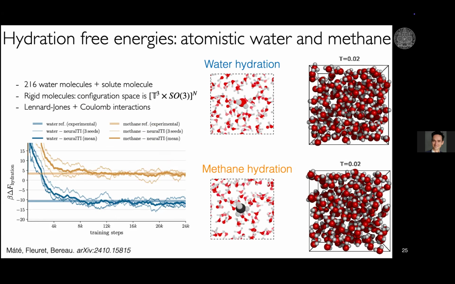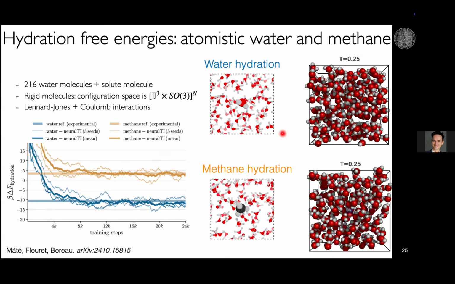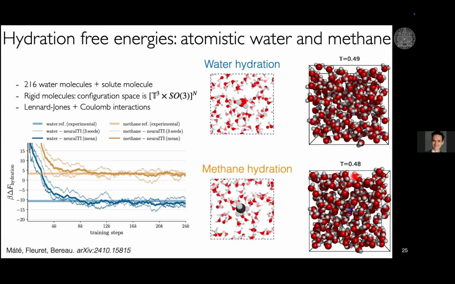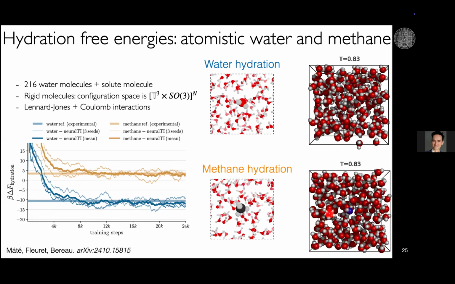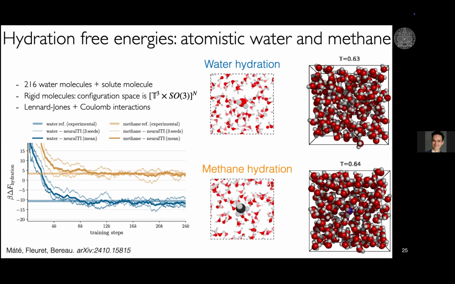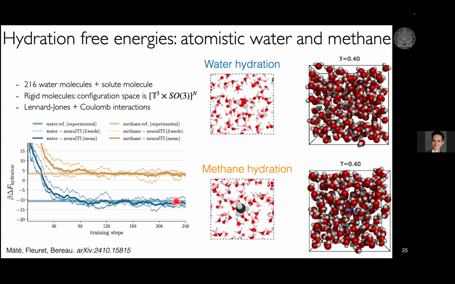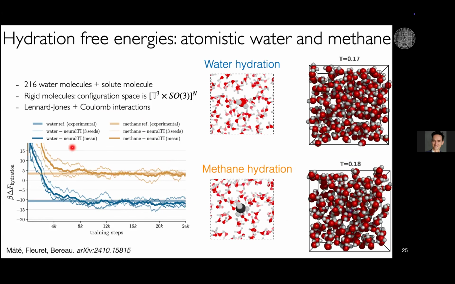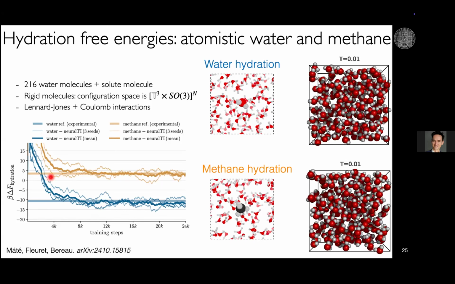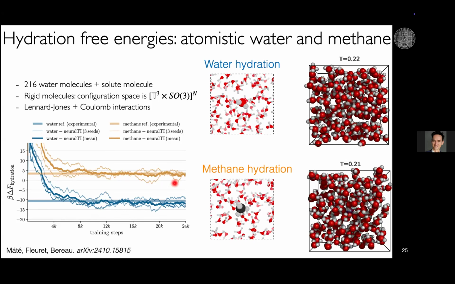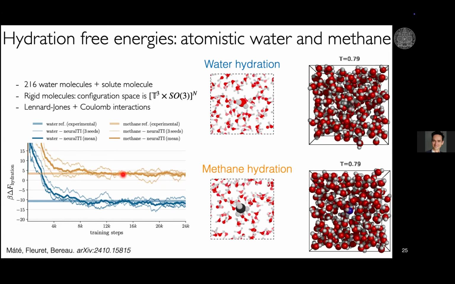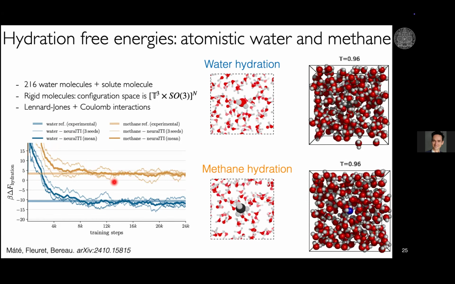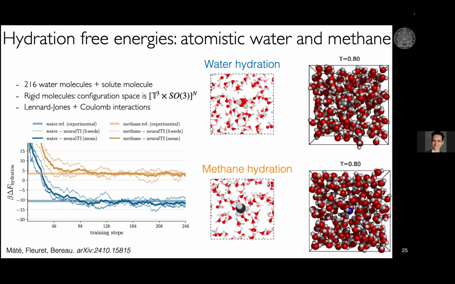You can see here on the right movies of turning on the interactions for the two solutes, here the water and here the methane. They're slowly being turned on, and you can see the water molecules around making space for them. You can see here that we get very accurate results, and that the blue and the orange horizontal bands are experimental measurements. And then the different curves are different experiments that we ran with the neural networks.